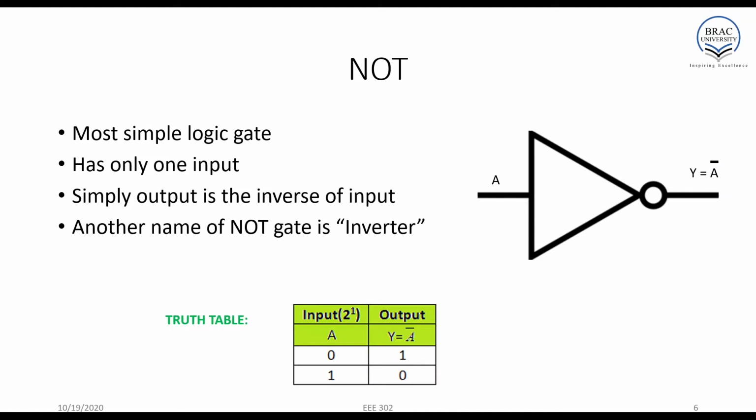Okay, so this is the symbol of a NOT gate. It has only one input and one output. Sometimes we call it an inverter, and we express it with a bar. So if the input is A, the output is A bar. It's always an inversion, and this is the truth table.